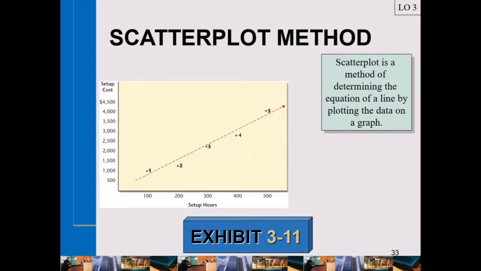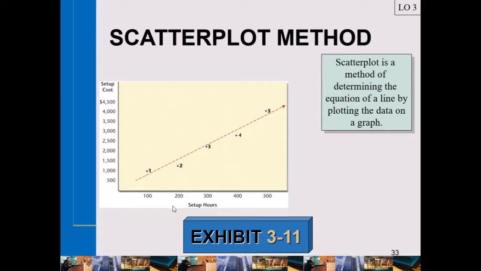Next is our scatterplot method. The scatterplot method is a method of determining the equation of a line by plotting the data on a graph. The first step in applying the scatterplot method is to plot the data points so that the relationship between setup cost and activity level can be seen. You have probably tried this with scatter diagrams in BA319. It is easy to make your scatter plot, and you simply see the relationship between the points.